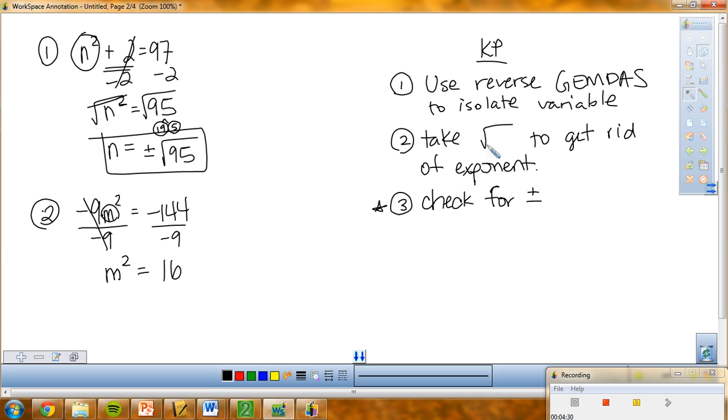I'm going to take my radical to get rid of my exponent. So by taking the square root on one side and the square root on the other, I'm getting just m. And because I drew this in, I do have to write my plus or minus, and 16 is a perfect square. So I know that that has to be a 4, and that is my answer simplified.